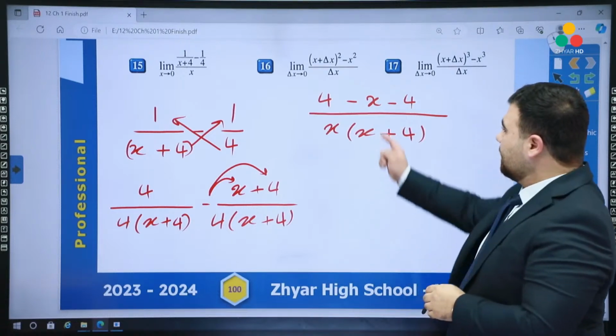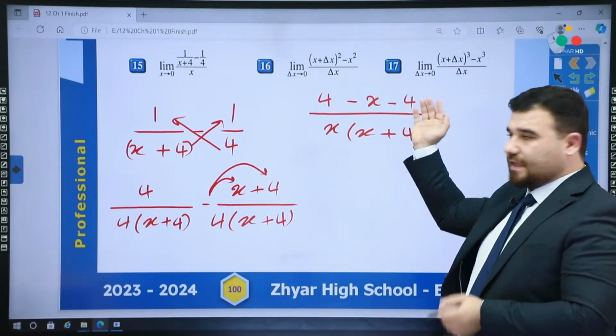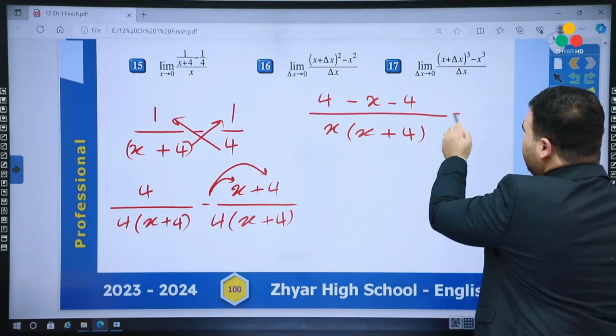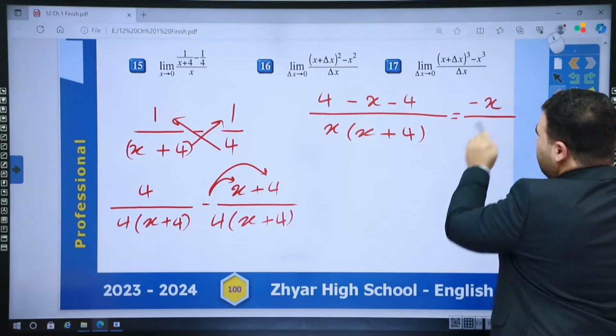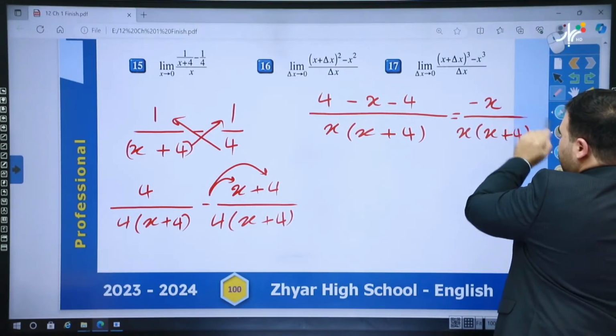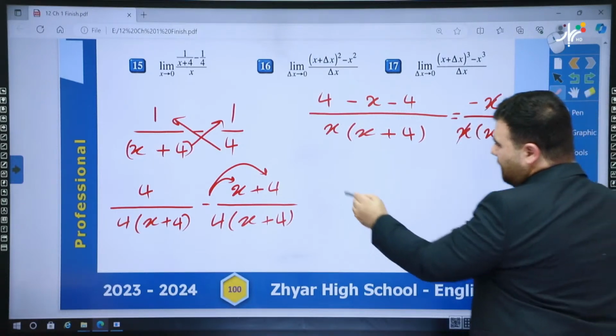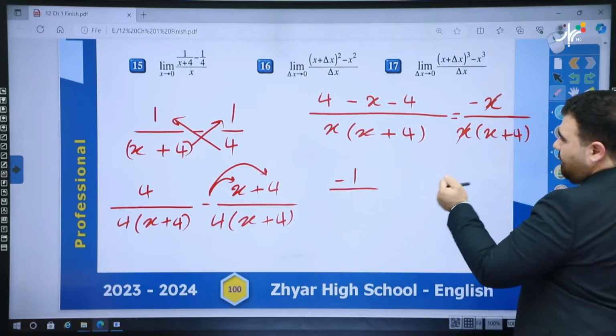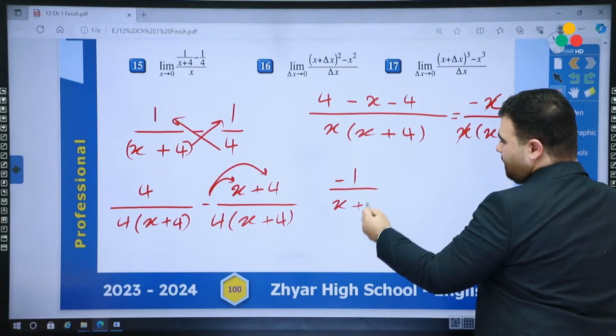All right. 4 minus 4, that's 0. Then what's remaining is negative x over x plus 4. x cancels x, that is negative 1 over x plus 4.